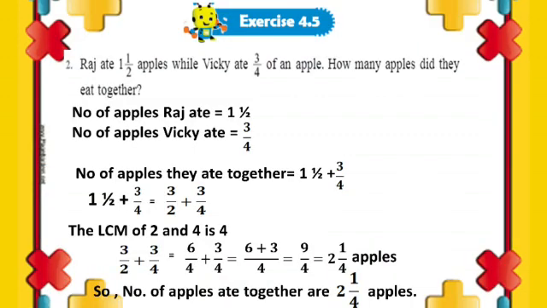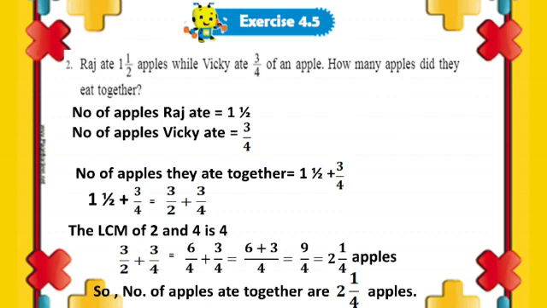Let us see a few sums in exercise 4.5. Raj ate 1.5 apples while Vicky ate 3 by 4 of an apple. How many apples did they eat together? So you know the operation is addition here. So how do you write the statement?